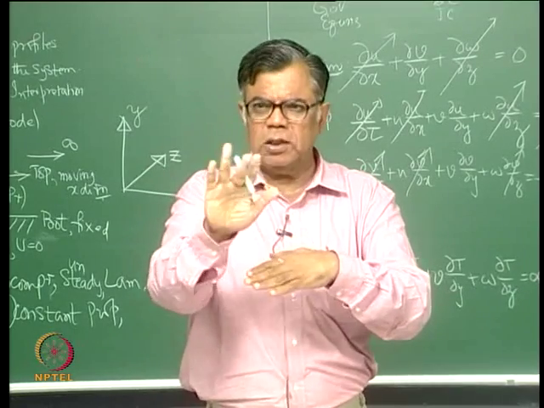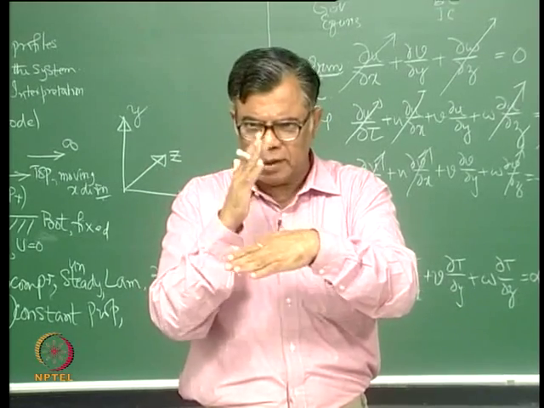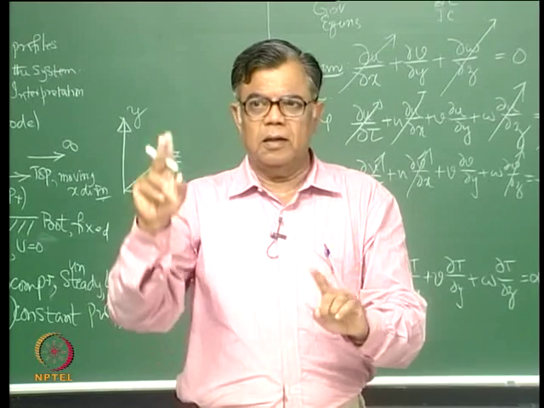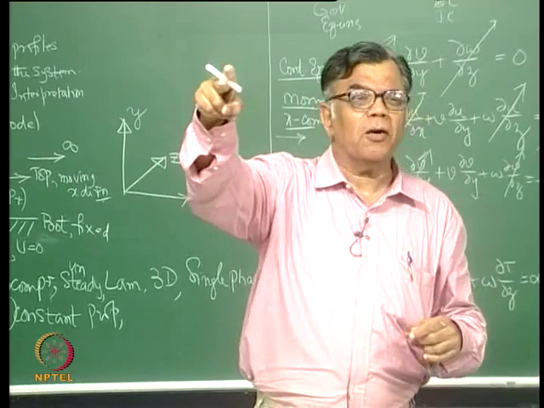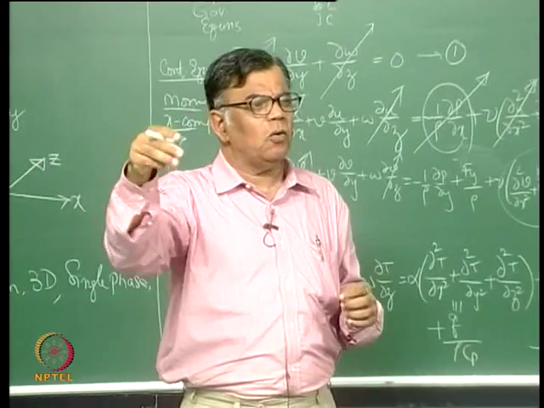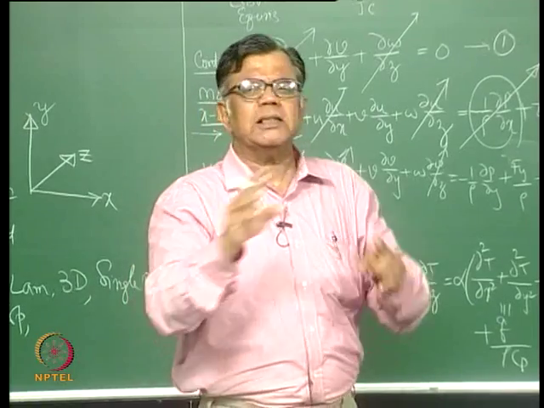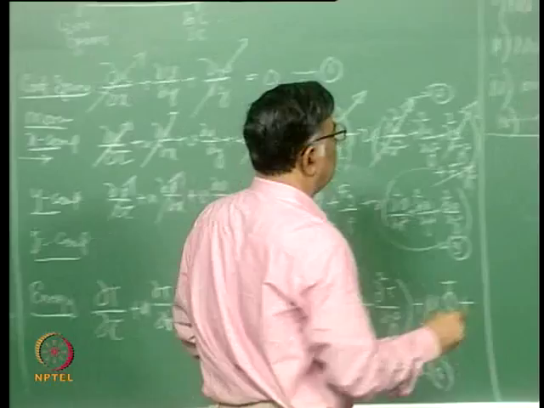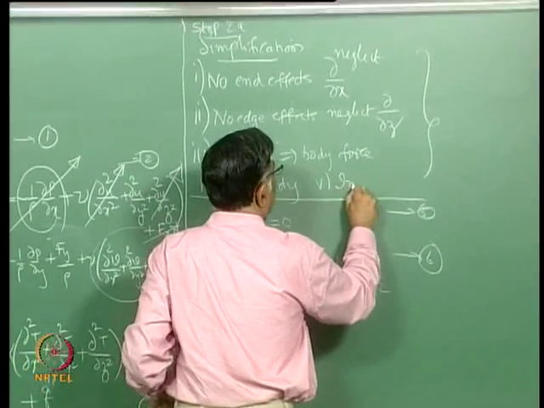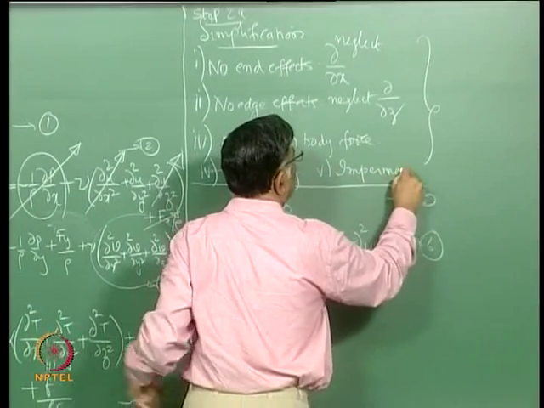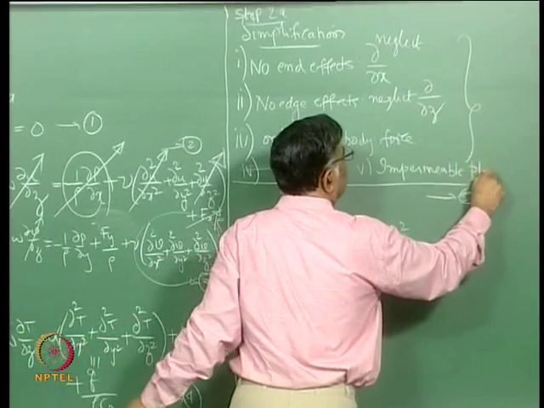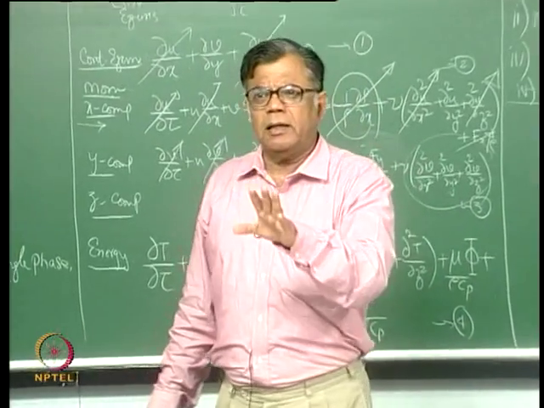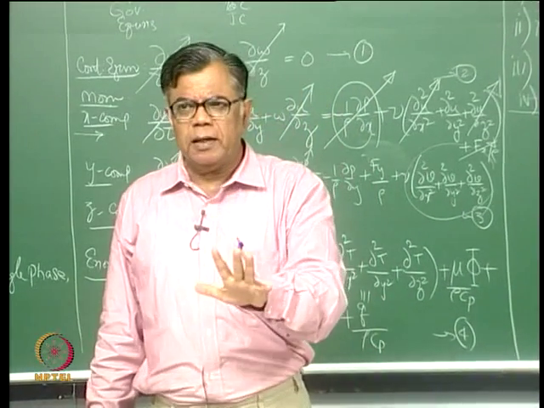So, for V equal to 0, what should be the assumption that we have to make or the condition that we have to specify? There are no perforations. So, there is no V component, means it is a solid plate, an impermeable plate. That we should have written here. Now, just because there is an impermeable plate, you think there is no V?